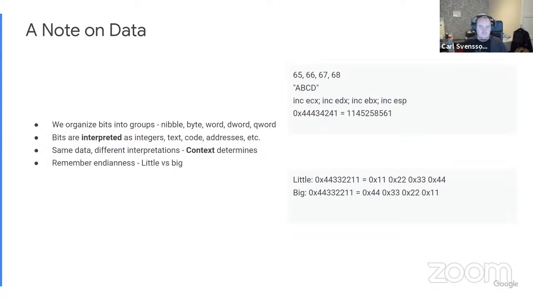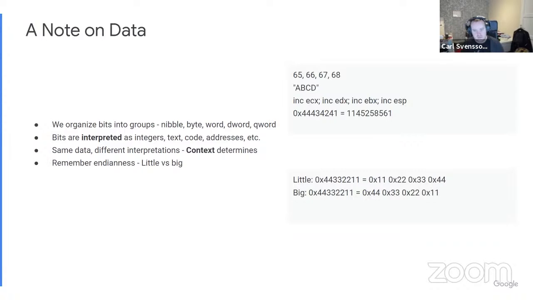If you look at the top box on the right side, these four lines represent four different ways that we can interpret the exact same bits. If we have these 32 bits, we could interpret them as four 8-bit integers, like 65, 66, 67, 68, or as one ASCII encoded string with the letters A, B, C, D, or as a sequence of x86 machine code representing these four instructions, or as one big 32-bit number. Before you know any context, none of these interpretations is more correct than any other. They are just different interpretations of the same data.